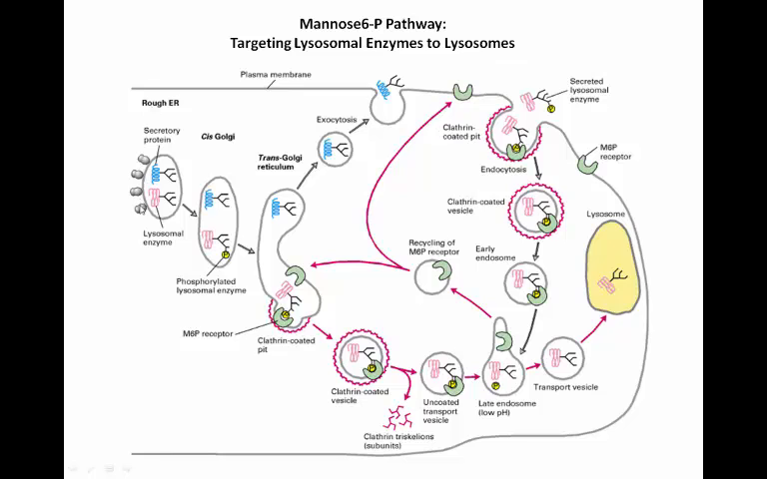Mannose 6-phosphate pathway targeting lysosomal enzymes to the lysosomes. So here's our rough endoplasmic reticulum. We've made glycosylated proteins, so these are glycoproteins. Some of these proteins will become secretory proteins. Others will become lysosomal enzymes. Others will insert into the membrane and become membrane proteins.